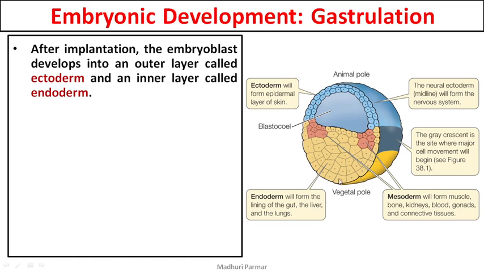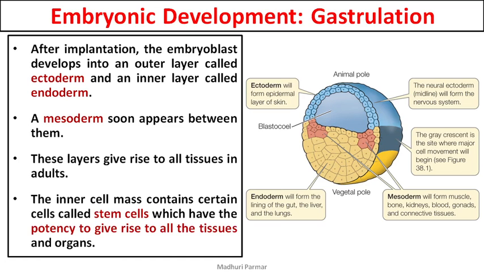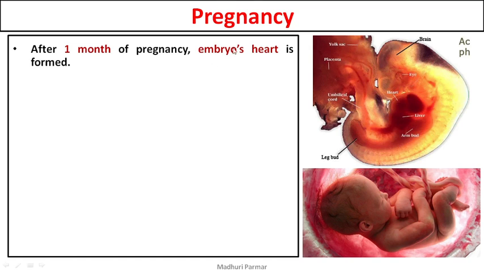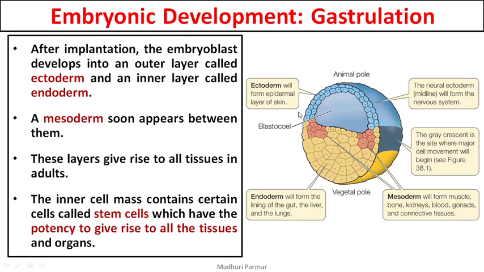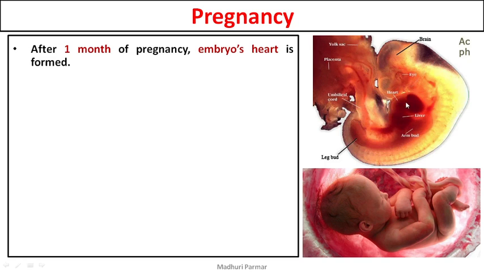All these three layers of cells can then produce different organs and different tissues in the body of the fetus. Now we will be talking about pregnancy. From this gastrulation stage, this is a gastrula, different organs will start getting produced. So that is what is called pregnancy. Whenever the embryo gets implanted into the uterus wall, the woman is said to be pregnant.